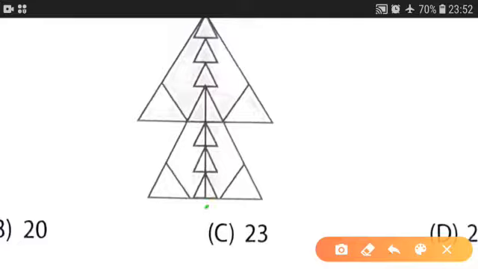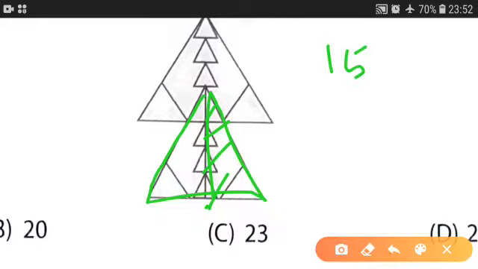So this is 3 triangles, and these are 3 triangles. Again, these are 3 triangles, and the bigger one also consists of 3 triangles. Means 3, 6, 9, 12, 15. 15 triangles are here only.